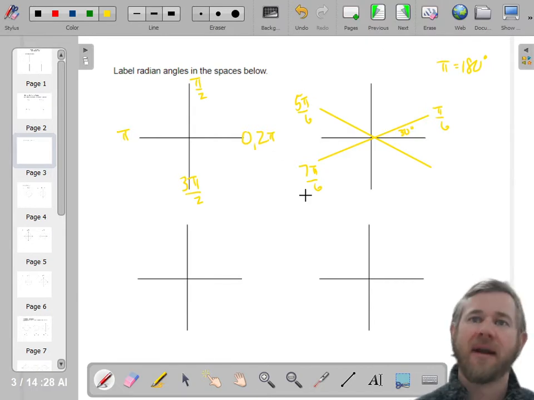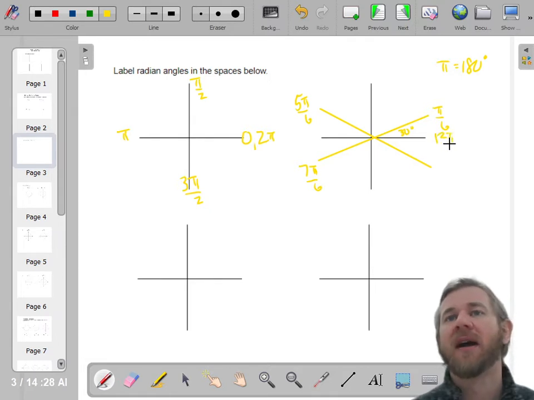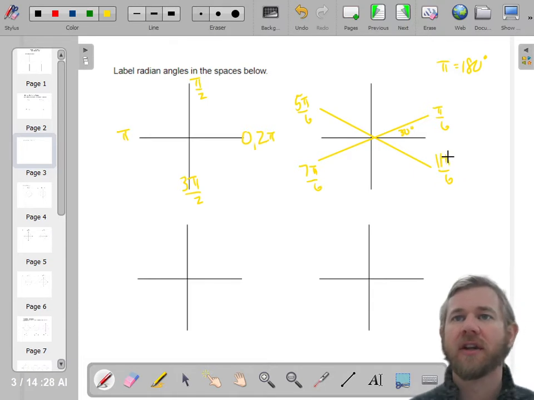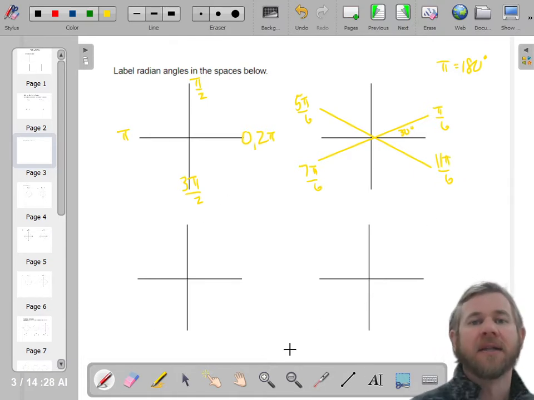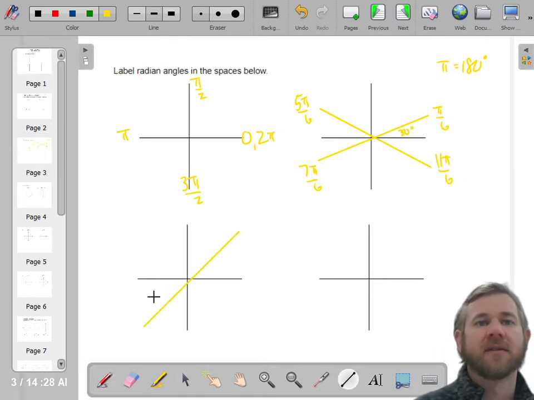If you go all the way around, that'd be 12 pi over 6 because 12 over 6 is 2 whole. So 12 over 6 is 1 full rotation. That means 1 less than that is 11 pi over 6. So those are your 30-degree reference angles. Let's do the 45-degree reference angles.